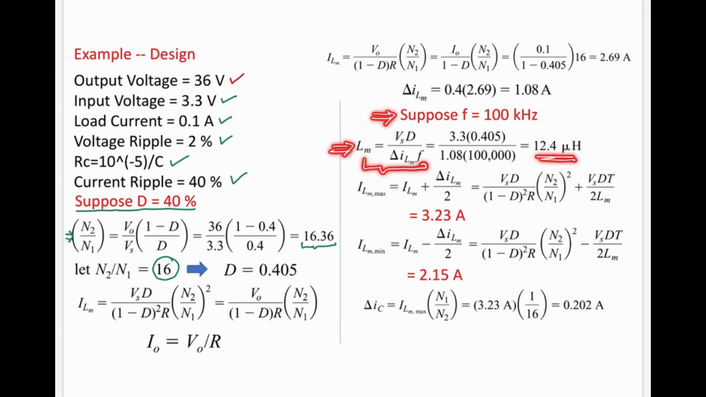And with this we can find out what will be the maximum value of the magnetization current by using the expression: average value plus delta ILM by 2. We have the expressions, and plugging in the values, 3.23 ampere is the maximum value of the current, and similarly the minimum value of the current will be 2.15 ampere.